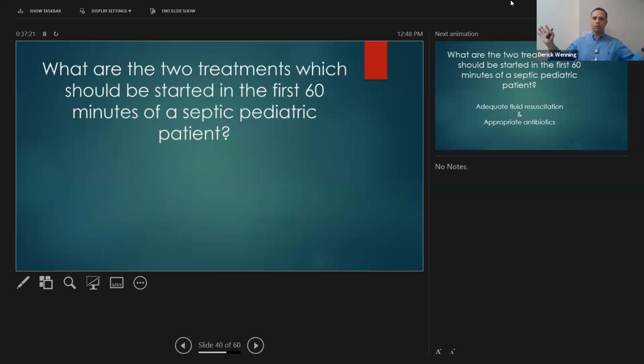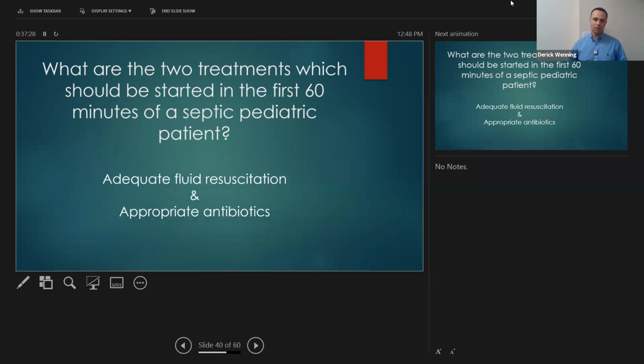So what are the 2 treatments which should be started in the first 60 minutes of a septic pediatric patient? Fluids and antibiotics. Okay, great.